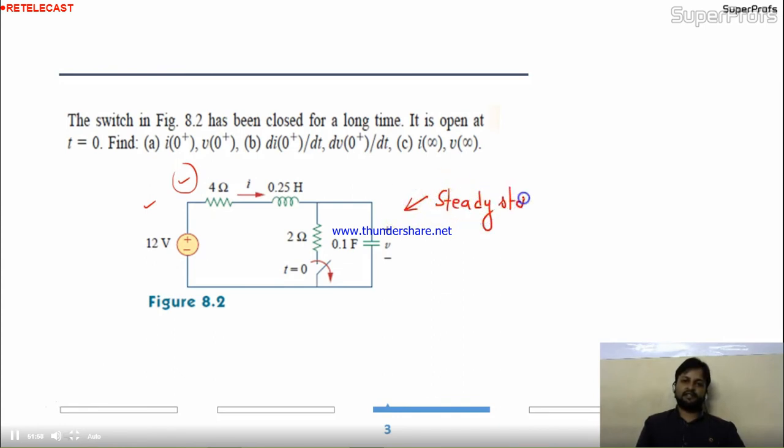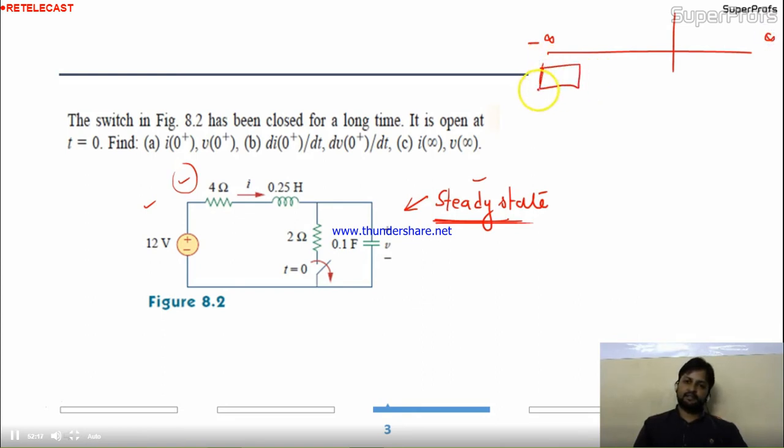Steady state. Initially the circuit was in steady state. I told you, if the circuit has been there for a long time, you can say it is in steady state. Okay. So which steady state? Minus infinity to infinity. This one. The circuit is in this region, the minus steady state.